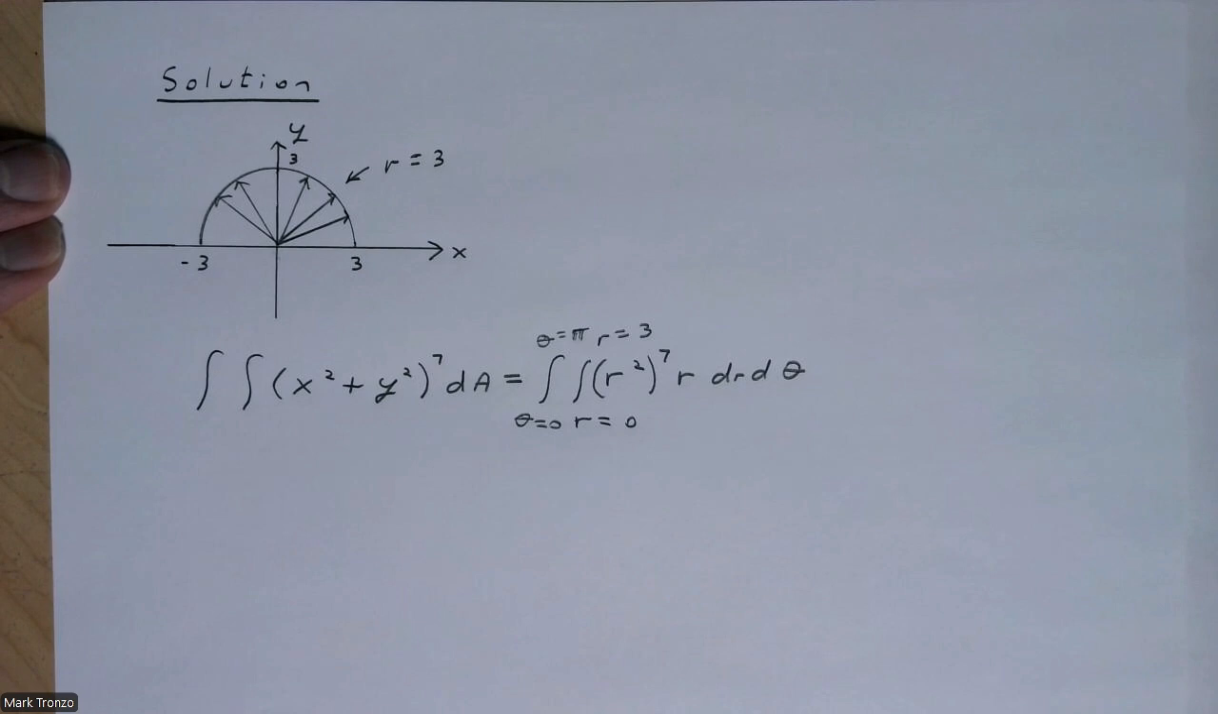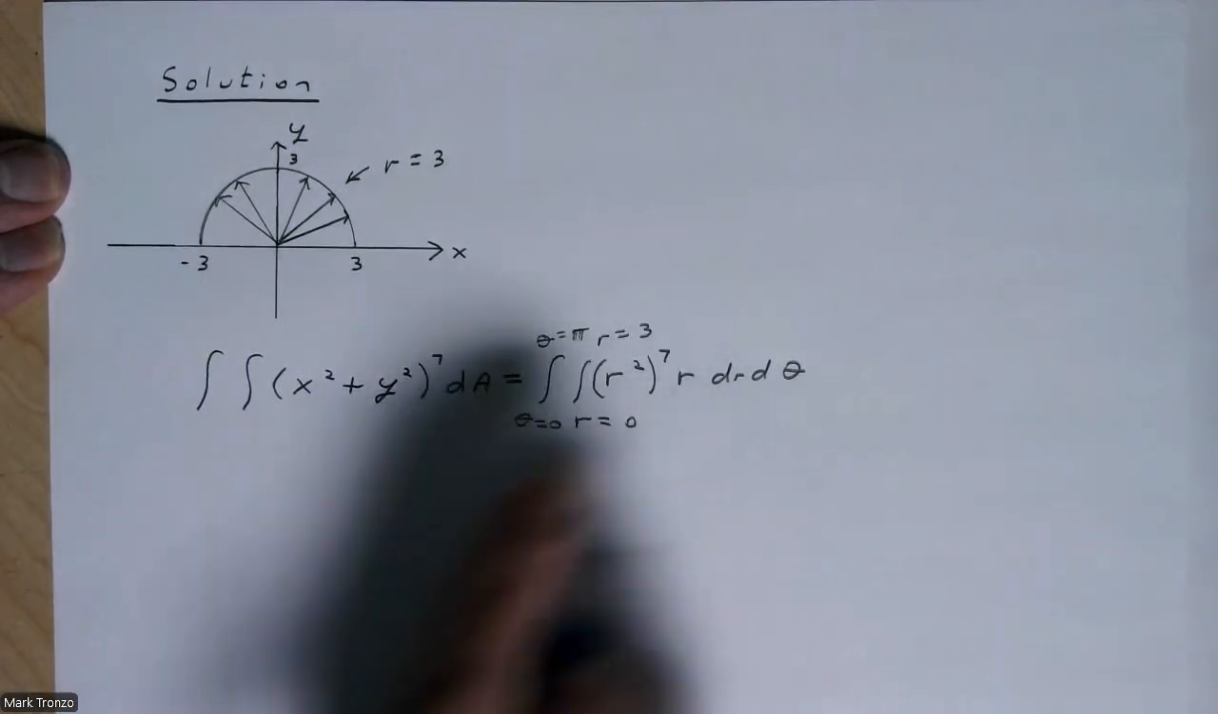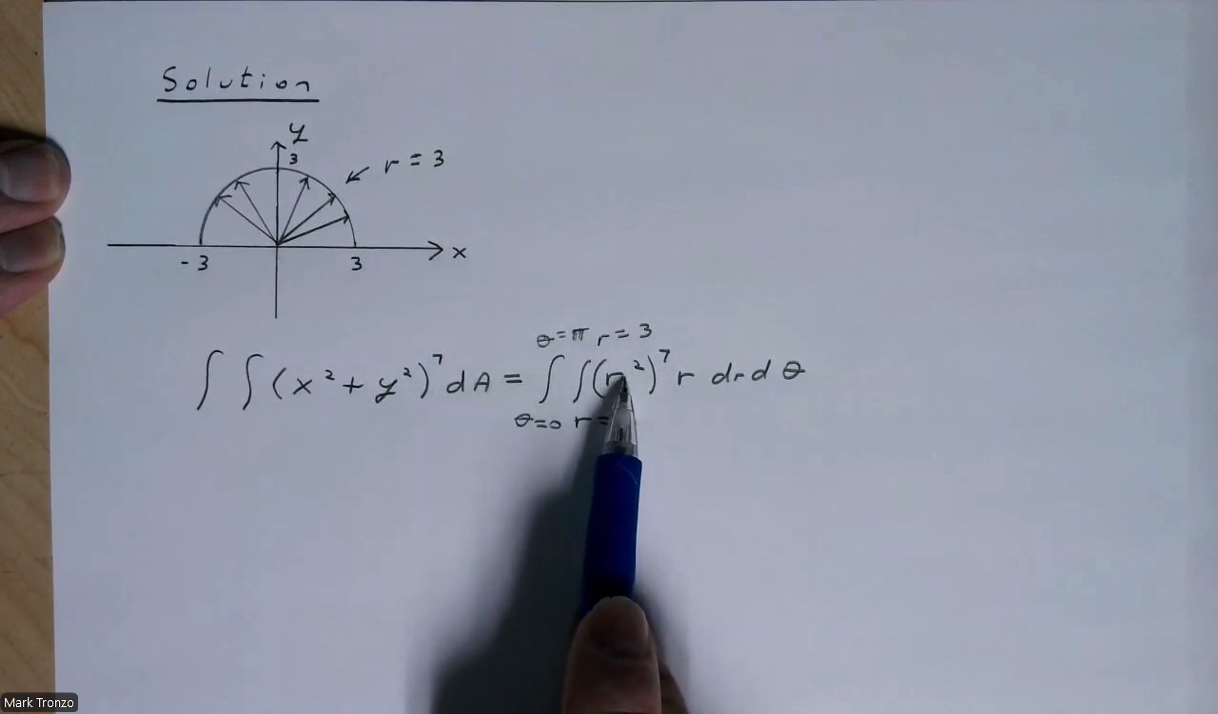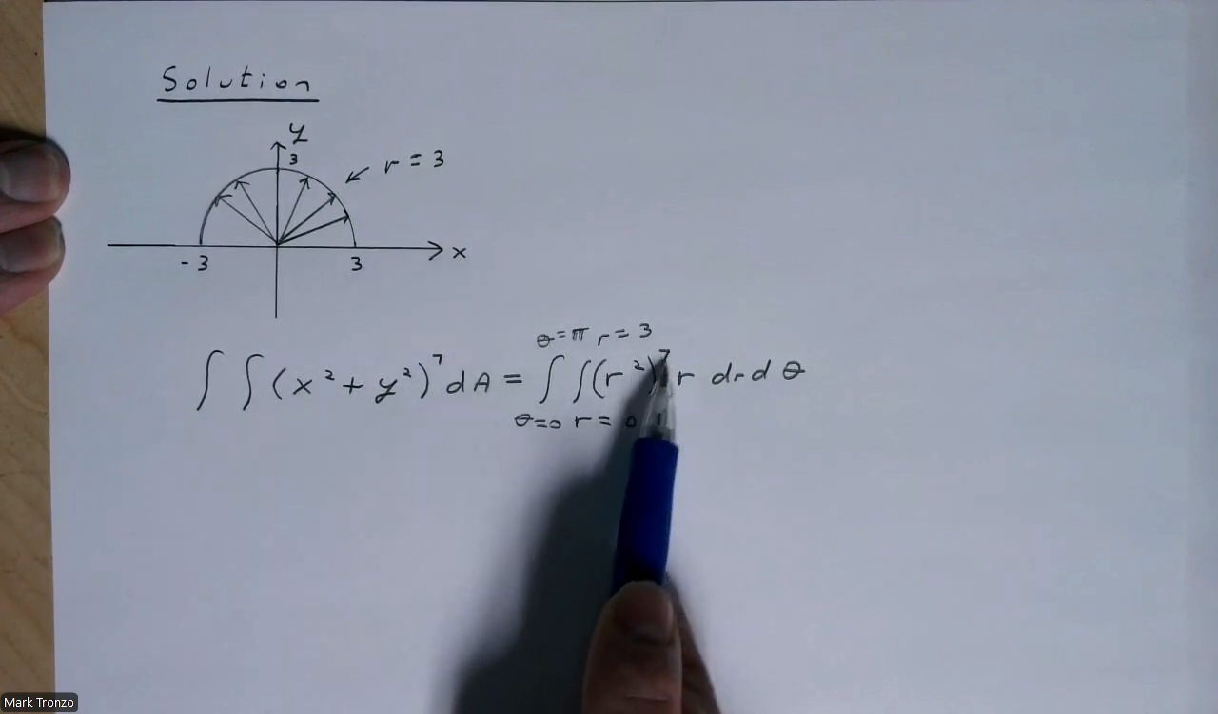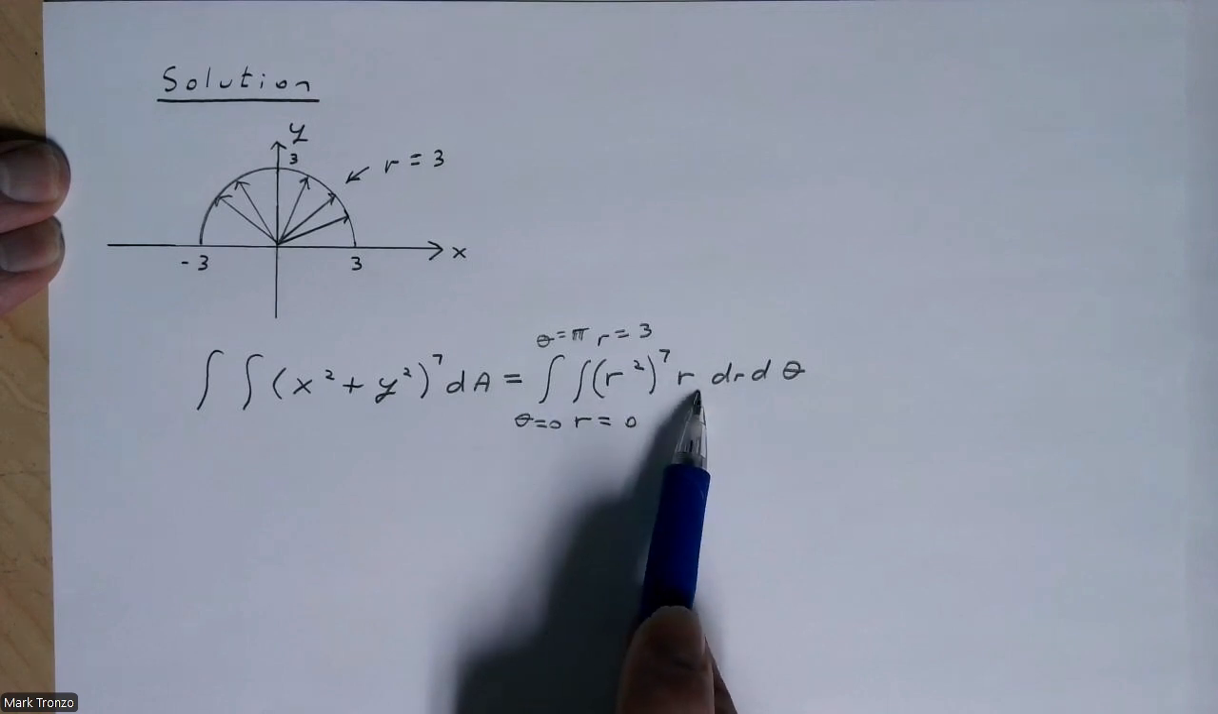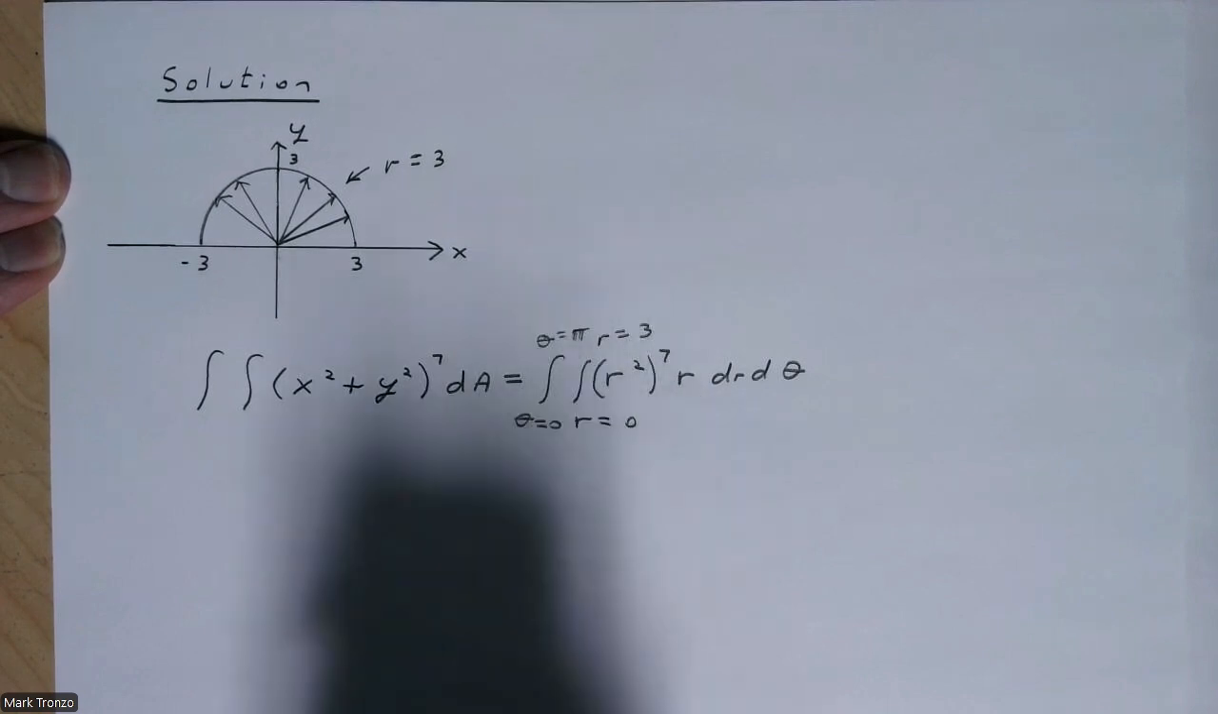Now go ahead and just evaluate your integral. We're going to have to simplify this first. This is going to give us r to the 14th when we multiply those. And then plus 1 here, that's going to be r to the 15th.